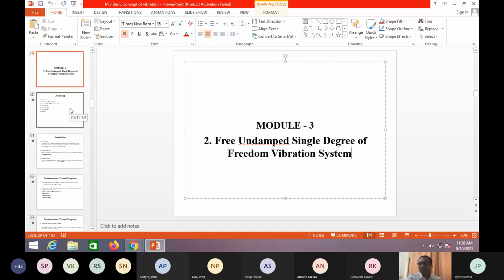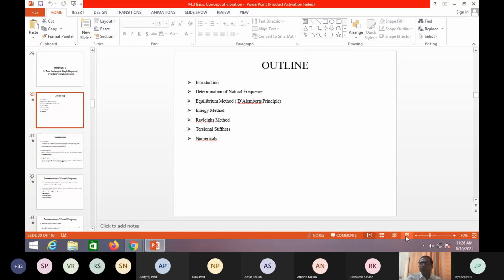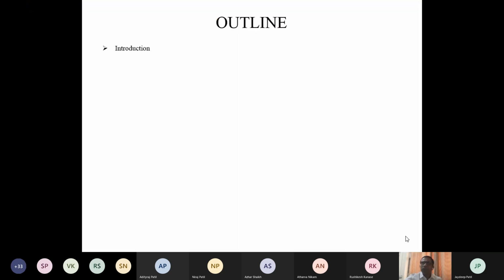Okay, now see the various points covered in this module. First of all, we will see the introduction. In the introduction, we will see what is meant by free vibration, undamped vibration, and single degree of freedom vibration. Now, the next point: how to determine the natural frequency. There are various methods used to find out the natural frequency. For that, you have to make an equation of motion. You have the vibrating system given, and you have to make an equation of motion to find out the natural frequency.